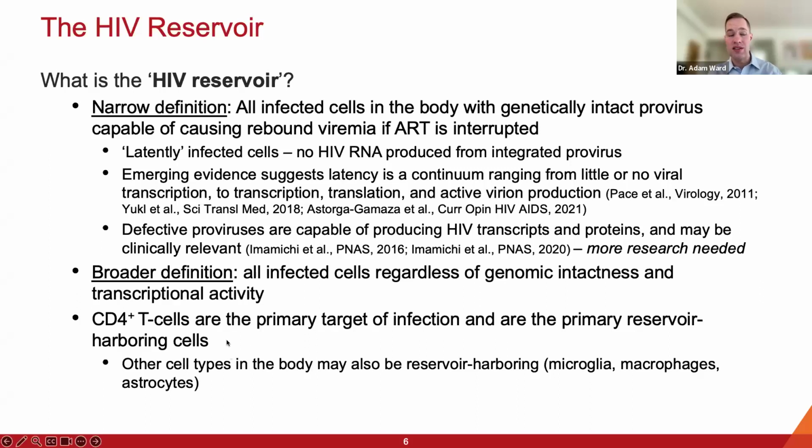So CD4 T cells, you may have heard of these cells. They're very important immune cells that are the primary targets of HIV infection. They are also the primary reservoir harboring cells. And other cell types in the body may also be reservoir harboring, such as microglia, macrophages, astrocytes. I'm going to discuss this on the next slide. But the significance of these other cellular reservoirs is still being studied.